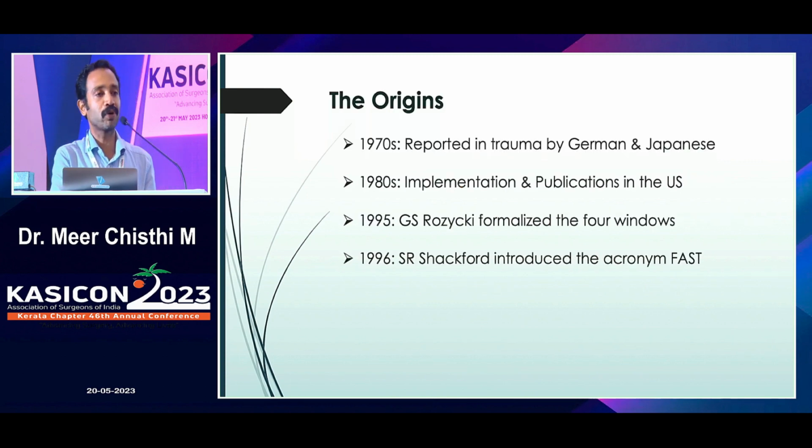In fact, if you look at the history of FAST, it was as early as the 1970s when the Japanese and the German sonologists basically wanted to create a concise protocol for assessing trauma patients. Later, the idea got caught up, as always, in the United States of America, and it was exactly in 1995 that the first report of a formal 4-window assessment for FAST was published. Subsequently, in the next year, the acronym FAST was given by a publication by Shackford.